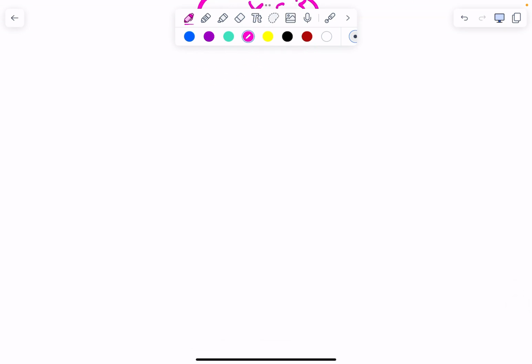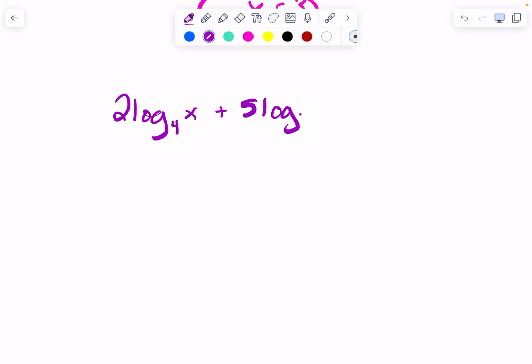All right, let's do this real quick. I don't want you to solve anything. I just want you to put this stuff together. So let's say we have 2 log base 4 of x plus 5 log base 4 of y plus log base 4 of z. Okay, I want you to condense it. That means put it together.